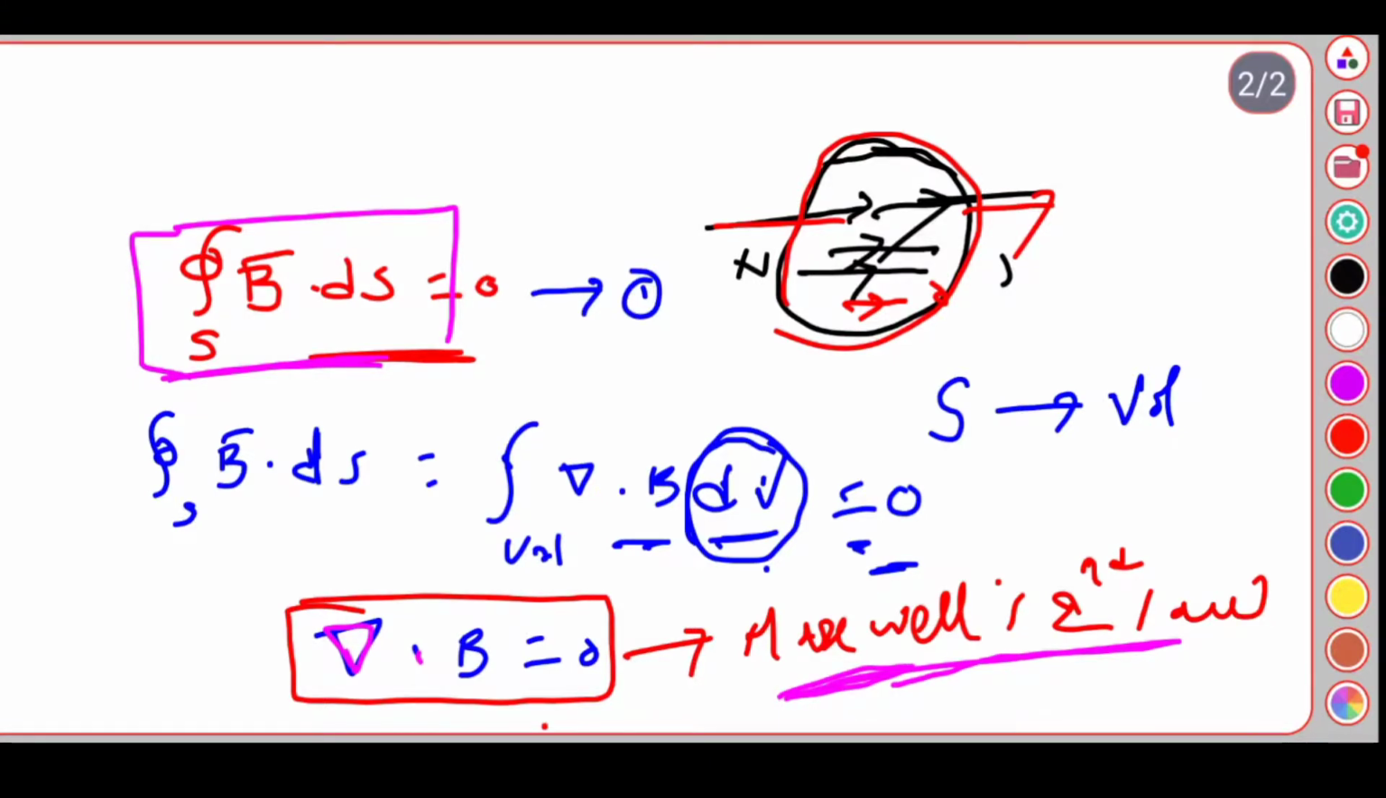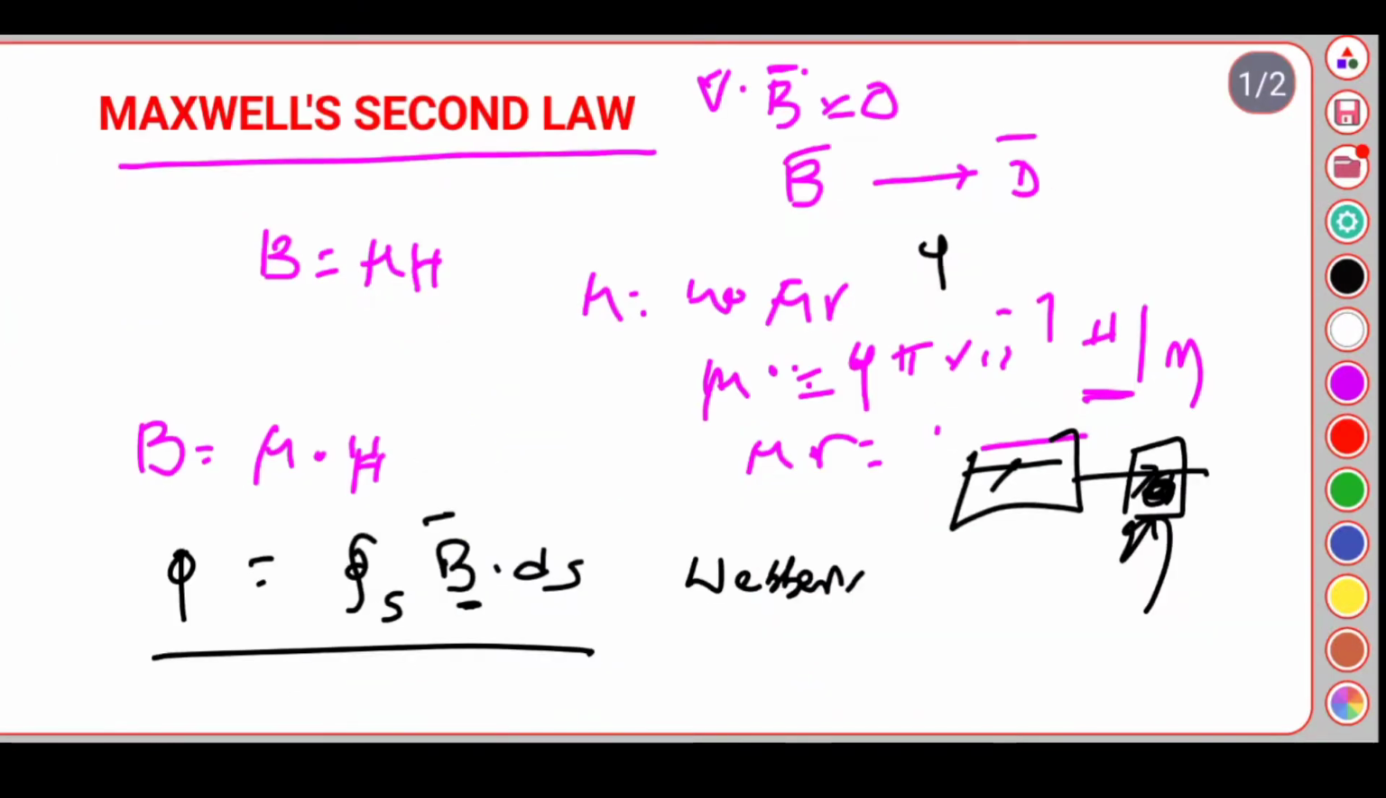This is about magnetic flux density and Maxwell's second equation. Maxwell's second equation is del dot B equal to 0. Later on, Maxwell's third and fourth equations will also come. Del dot D equal to rho V, you know that, is Gauss law in point form for electrostatics. Do you understand this? What is Maxwell's second law? Again we will see.